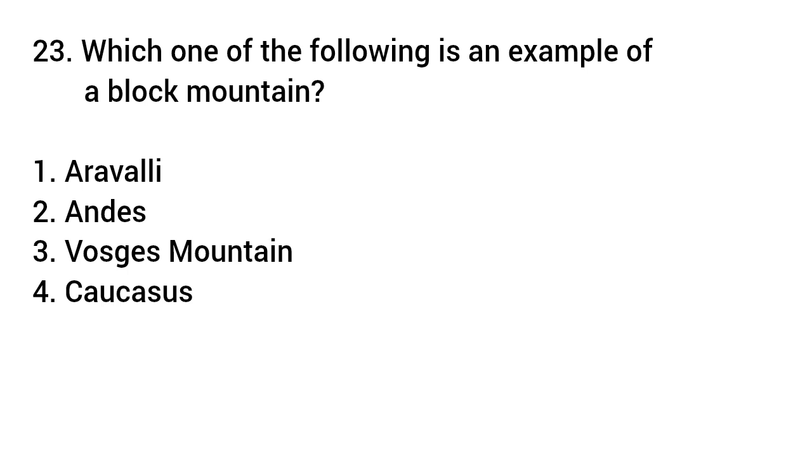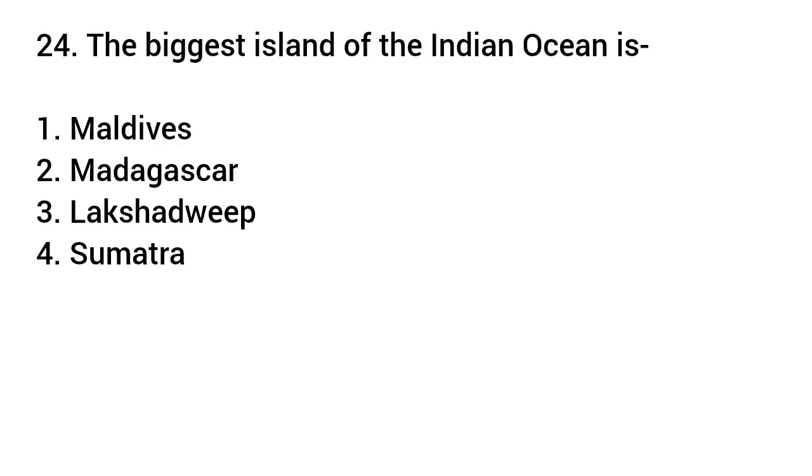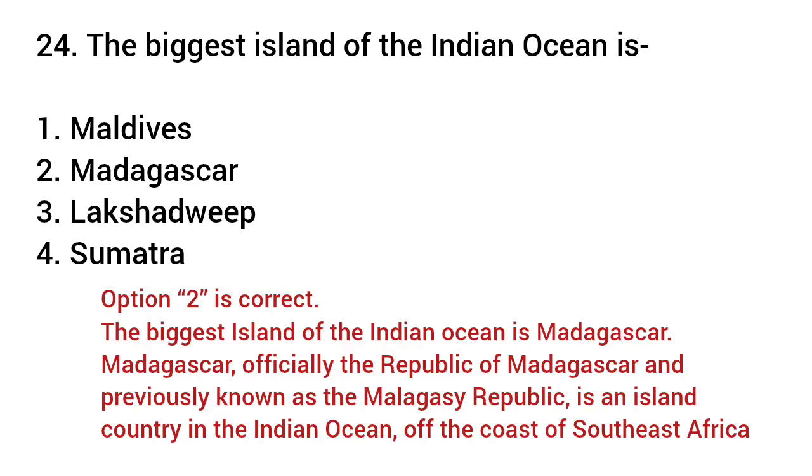Which one of the following is an example of a block mountain? Answer. Option 3 is correct. Vosges mountain is an example of a block mountain. The biggest island of the Indian Ocean is? Answer. Option 2 is correct. The biggest island of the Indian Ocean is Madagascar.